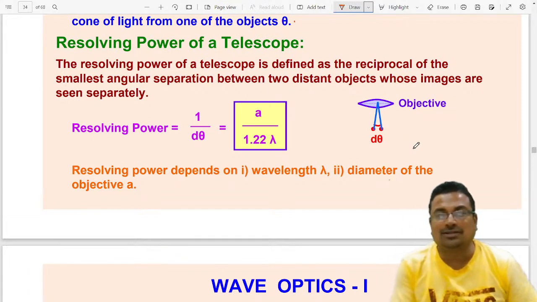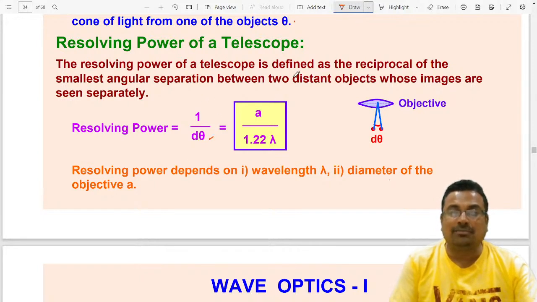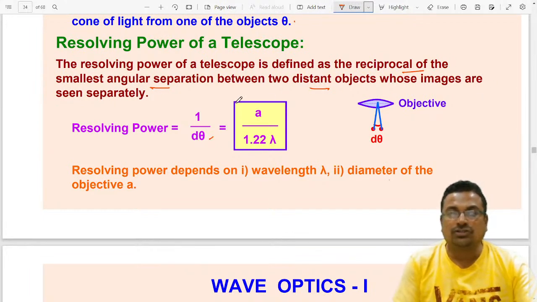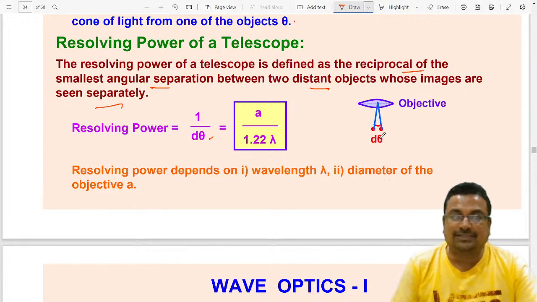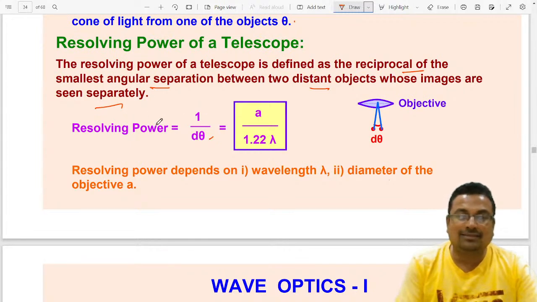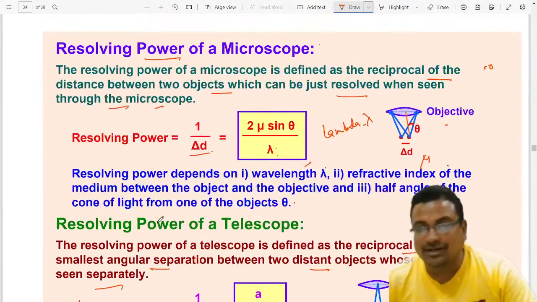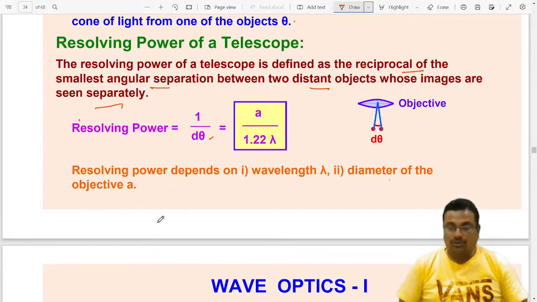So now let's discuss the resolving power of a telescope. Resolving power of a telescope is the reciprocal of the angular separation between two distant objects whose images can be seen separately. That is called the resolving power. Earlier I wrote about the resolving power of a microscope; this is the resolving power of a telescope.